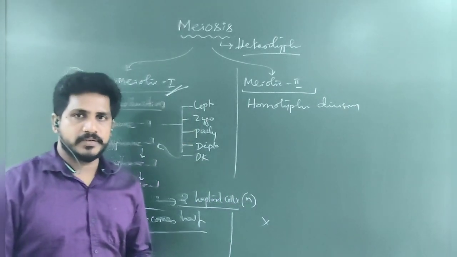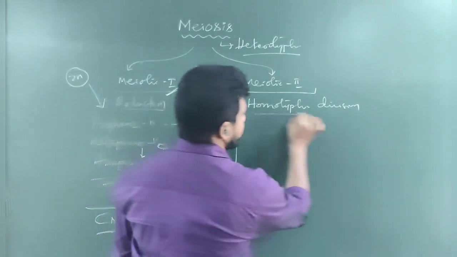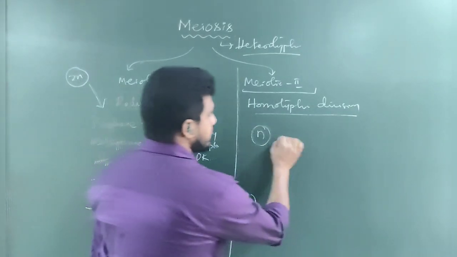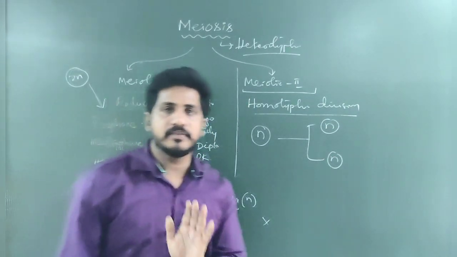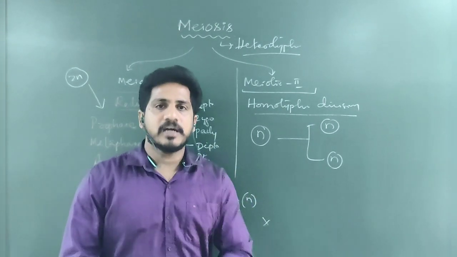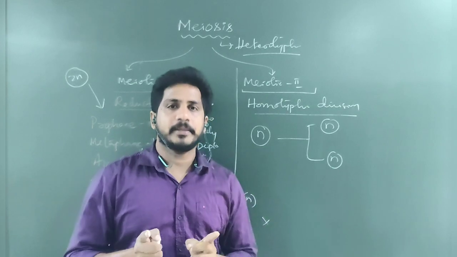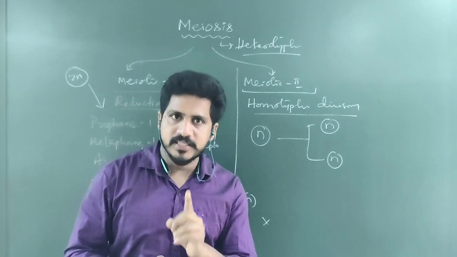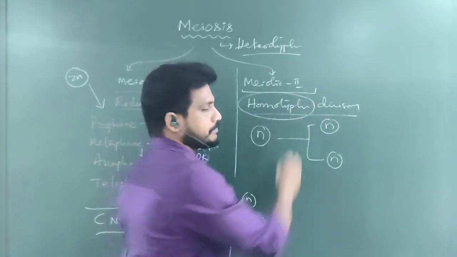If you understand the differences between meiosis 1 and meiosis 2, it will be very easy to understand further concepts. So why did I say homotypic division? Here an N type of cell enters and provides N and N. Whereas in mitotic division, a 2N type of cell enters and 2N type of cells come out. There it is 2N, but here it is N, but both are the same type. The same type of cell enters and the same type of cells come out in mitosis and meiotic 2 division. That is why it is homotypic division.